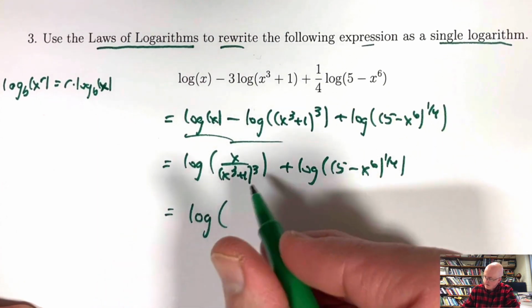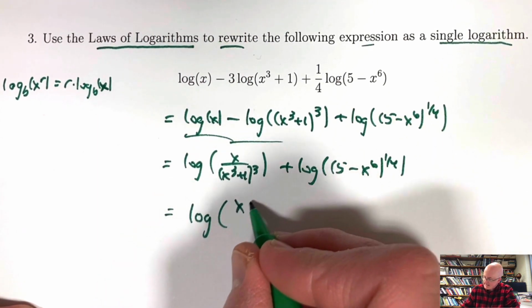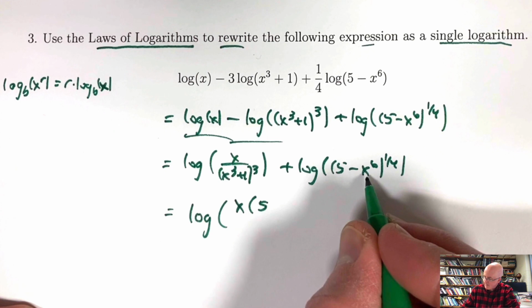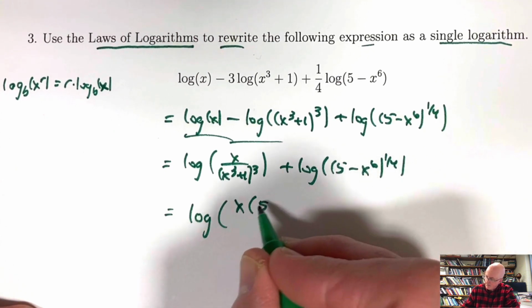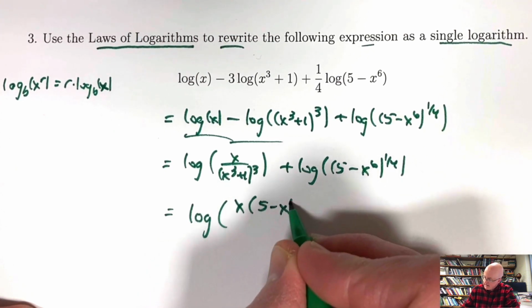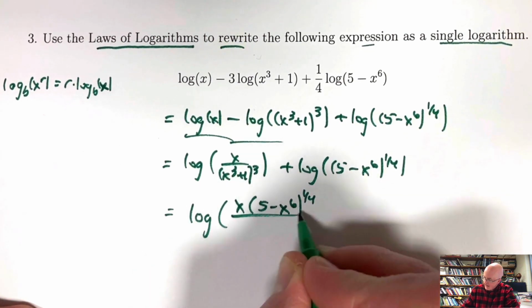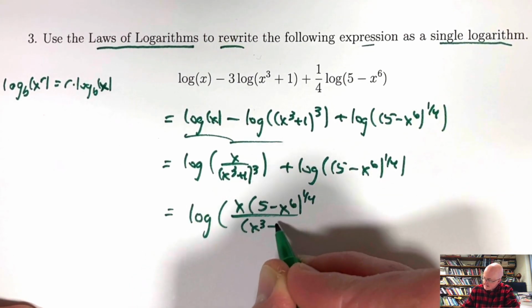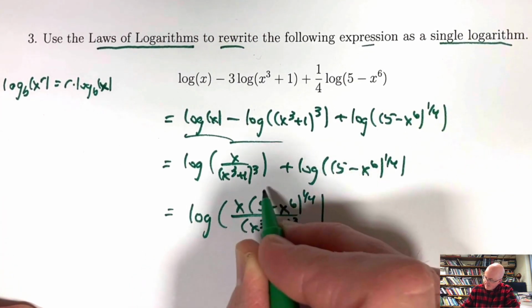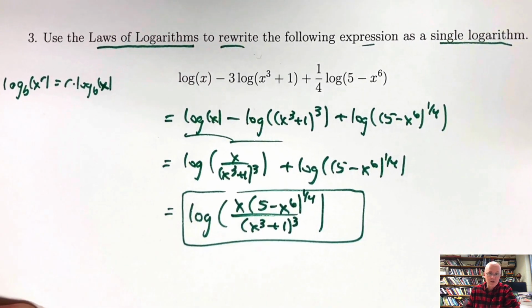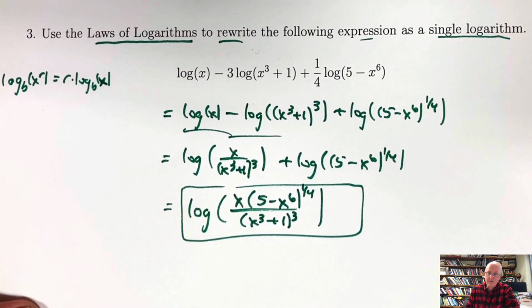So in the end, we get the log of x times, I can bring the 5 minus x to the 6th all to the 1/4 power up into the numerator if I like this, and leave the denominator as is. And that's about as simple as you could probably go. I wouldn't want to try to do anything more with this.